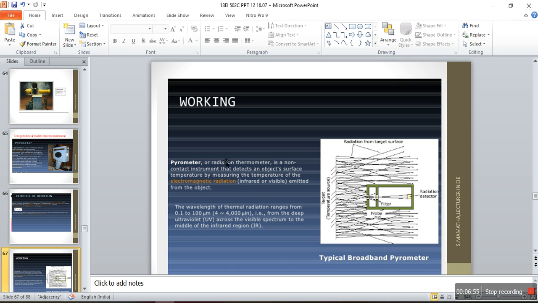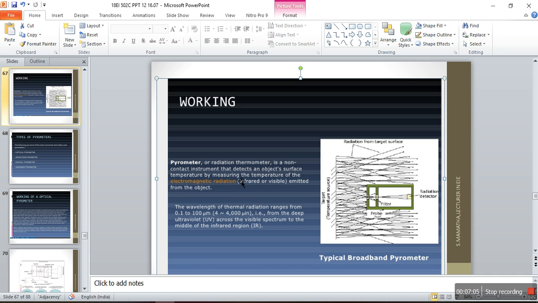Here this is showing the working of the pyrometer. A pyrometer or radiation thermometer is a non-contact instrument that detects an object's surface temperature by measuring the electromagnetic radiation emitted from the object.